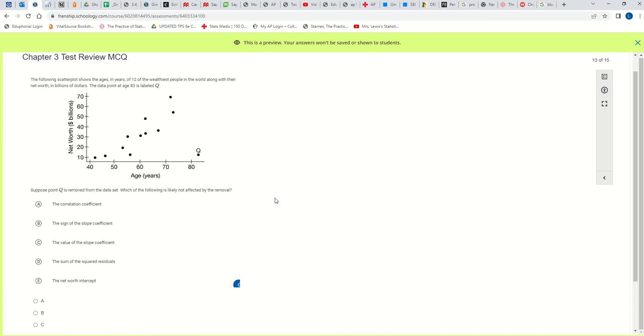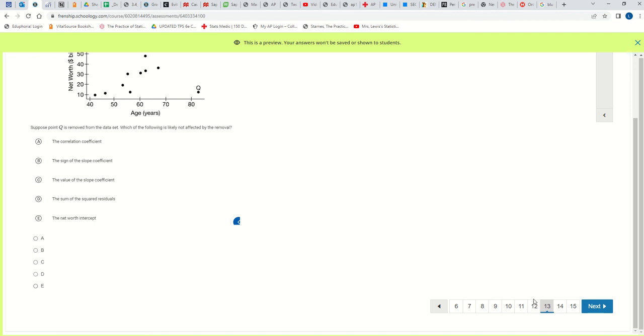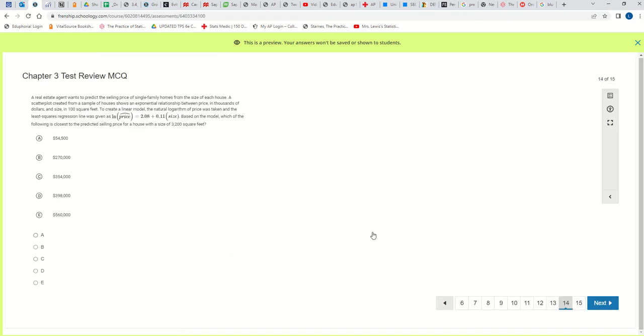Right now, what is the slope? Positive or negative? Positive. If we take Q away, is that going to change it to a negative slope? No. So the sign of the slope is not going to change. It's B. So take a second before you just click B and move on and realize that all of those other things are going to be affected if we take Q away. Let's keep going. Number 14.